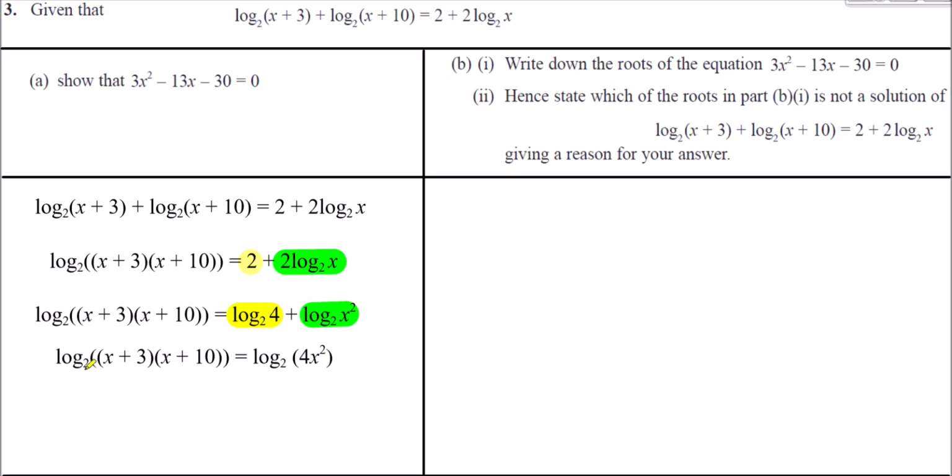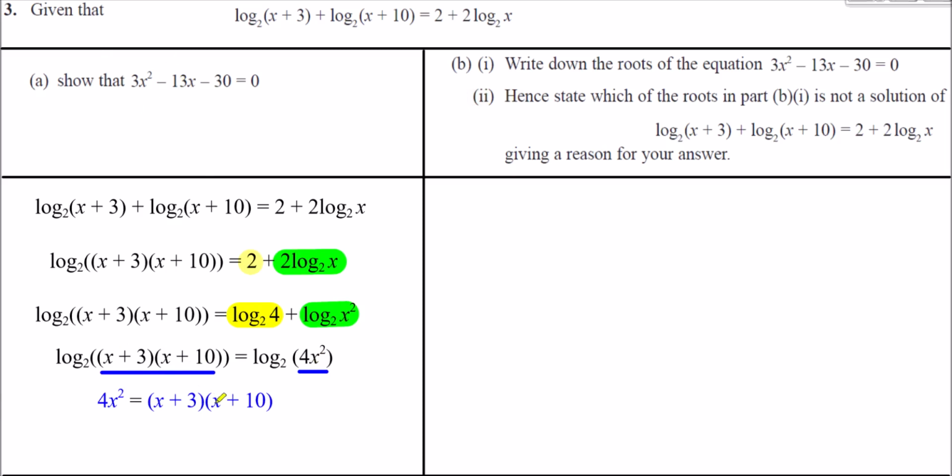The left-hand side equals the right-hand side. The logs have equal bases, therefore what we're taking the log of must also be equal. So the key thing here is to deduce if log of A equals log of B, then A must equal B. So we can actually forget the logs now and just deduce from this step that x plus 3 multiplied by x plus 10 must equal 4x squared. I'm going to write 4x squared first though. I'm going to write it as 4x squared equals x plus 3 multiplied by x plus 10. So now at least we have a quadratic, so we're on the right lines.